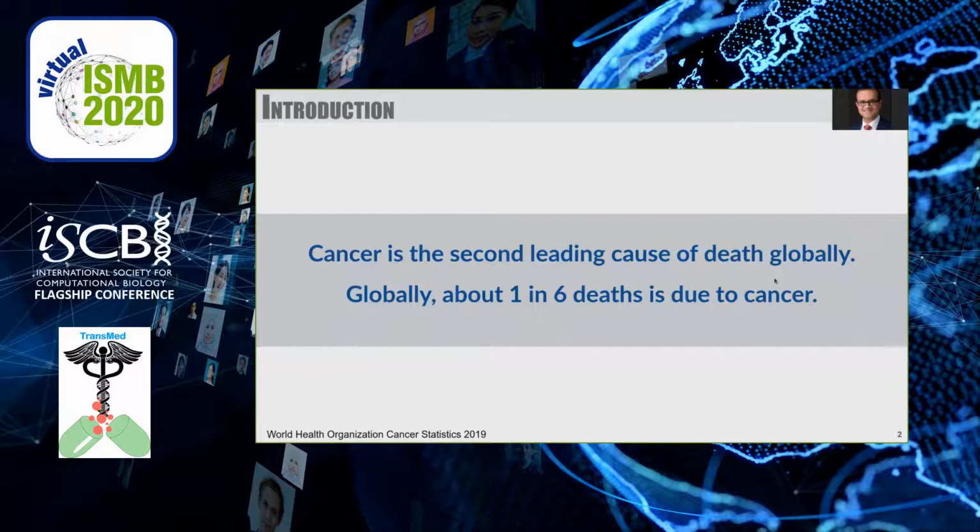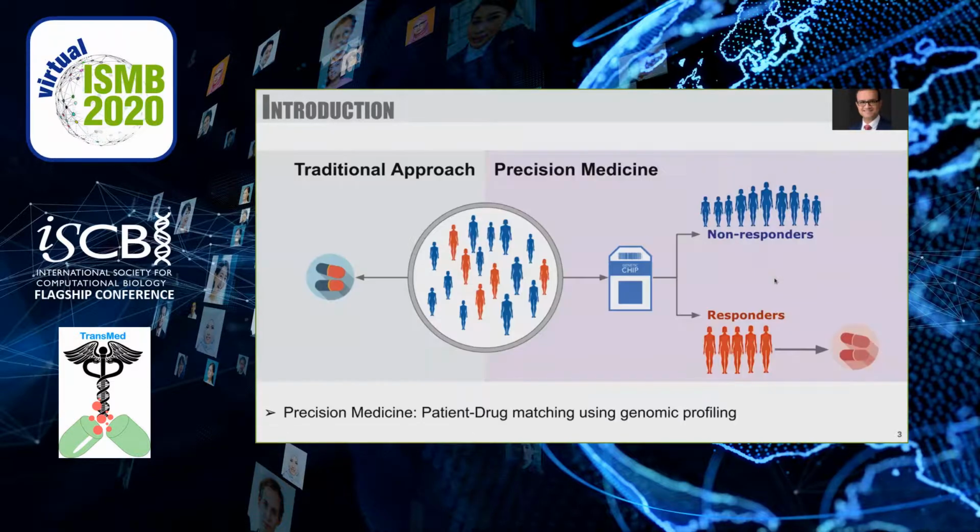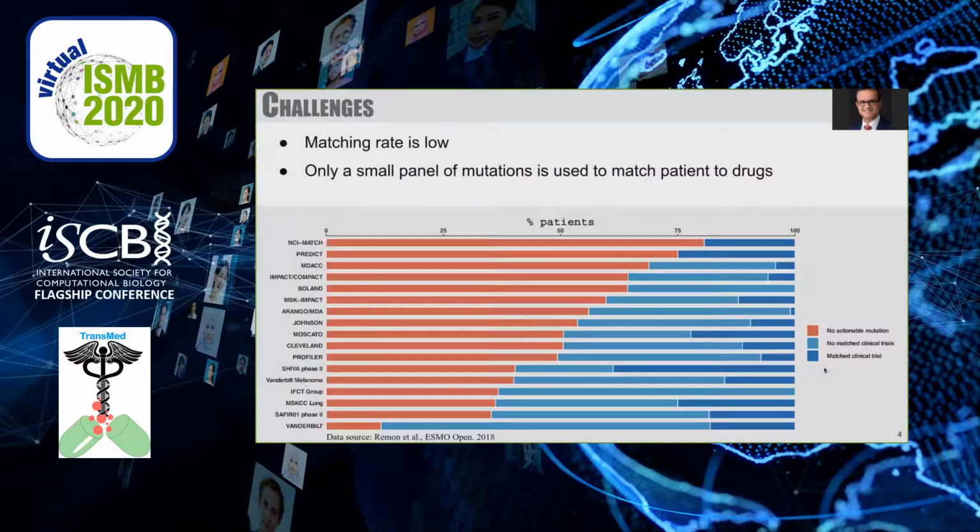Cancer is one of the leading causes of death worldwide. In cancer, the treatment efficacy is low. In the last few decades, we have made tremendous progress in sequencing technology, and this has made it clear that cancer is a complex genomic disease. Therefore, the traditional approach of having a single drug for all cancer patients does not work in cancer. Precision medicine aims to change this situation by matching a patient to a drug based on the tumor's genomic profile.